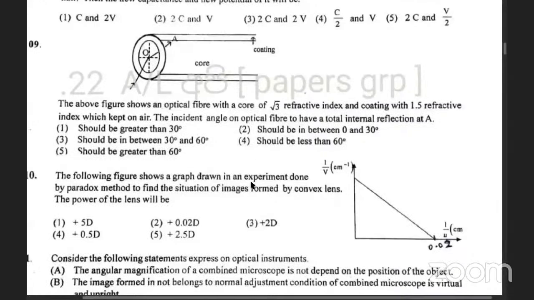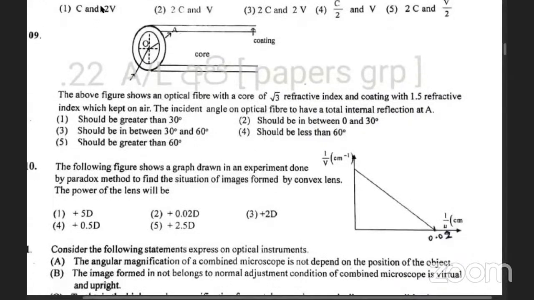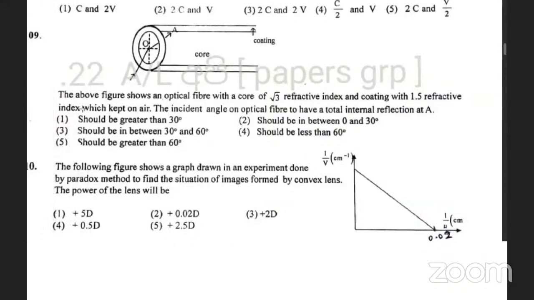The above figure shows an optical fiber with a core of root 3 refractive index and coating with 1.5 refractive index, which is kept in air. The incident angle on the optical fiber to have a total internal reflection at A. Right, okay. So I think this diagram is also not very satisfying.